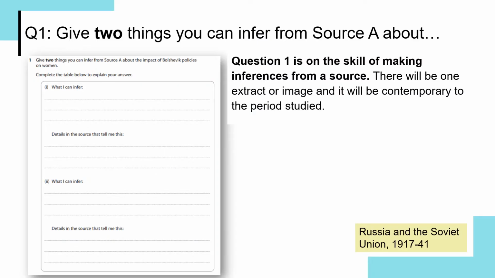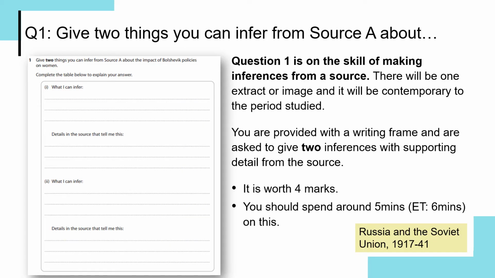This question assesses your ability to make inferences from source material. There will be one extract or image and it will be contemporary to the period studied. The paper has a printed framework that is designed to help you engage with what you need to include in your answer. There is limited space available, and that's intended to help you understand the appropriate length of an answer. Your answer is worth 4 marks in total, and you should spend around 5 minutes on this question, or 6 minutes if you have extra time.